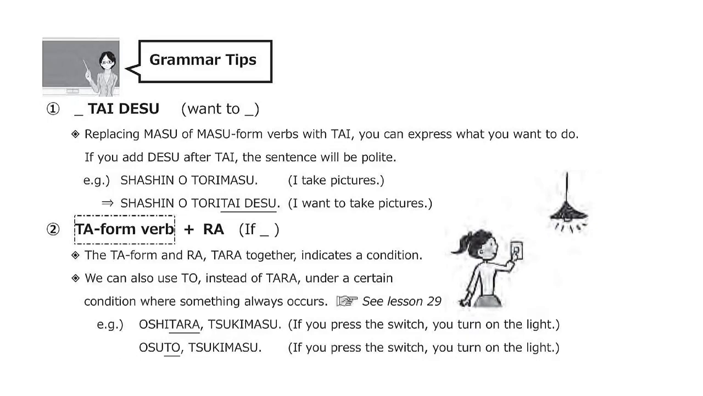Today we learned tara, which indicates a condition. In Lesson 29, we learned a particle to, which also indicates a condition. What are the differences? Let's ask our teacher. 私が教えましょう。 Here's what she says. Both たら and と indicate a condition. When something is to occur under a certain condition, we use tara or to to set the condition. But compared with tara, the usage of to is limited.